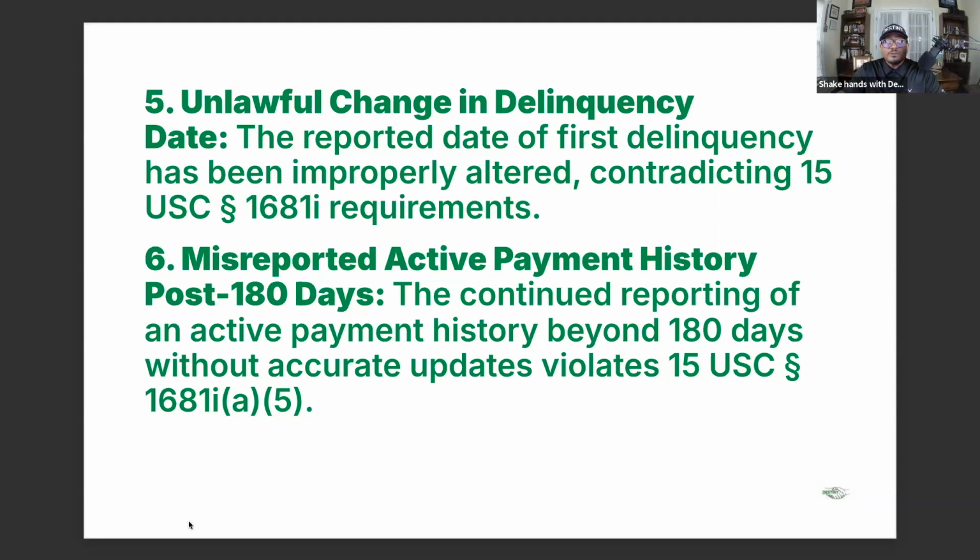Anything after that is a misreported payment history, such as, okay, now you're late 30 days, or now all of a sudden you're okay because you made that payment. That is misreported because it's been charged off, okay?